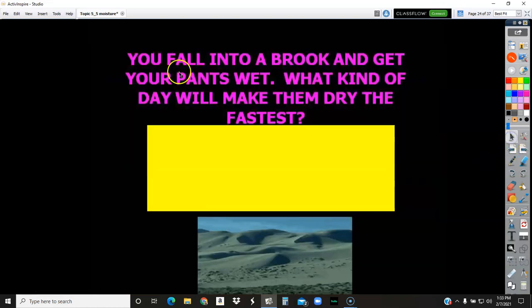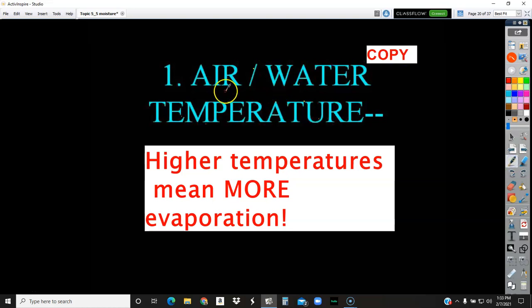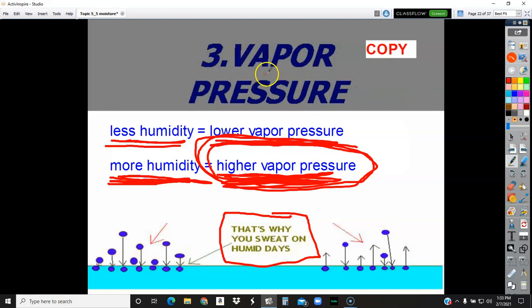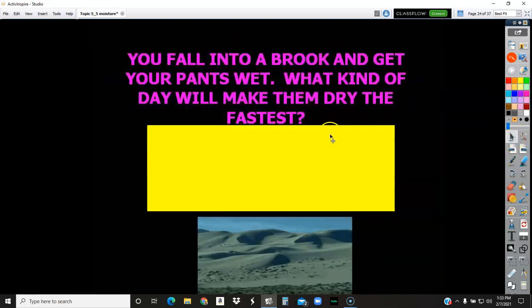So this is just a silly example. Let's say you went for a hike in the woods and you fell into a stream or a brook and your pants get sopping wet. What kind of day is going to make them dry the fastest? Well, again, if you go back over your factors here, right? You want it to be hot because that's going to allow it to evaporate. You want more surface area, which we'll talk about in a second. You want it to be a dry day, less humidity, right? You want dry. And you also want it to be a windy day. So all of those would help your pants dry faster.